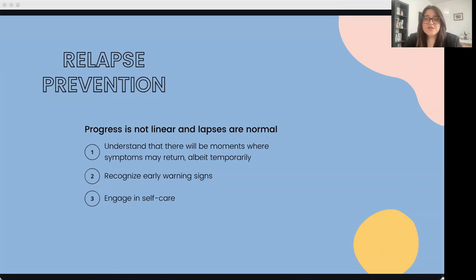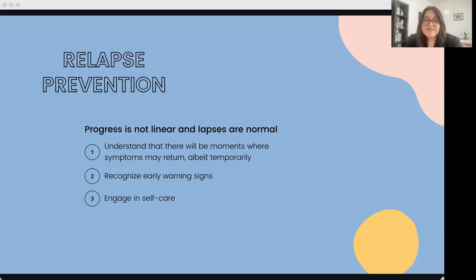So the first step is really just to have clients understand and recognize that there are moments where they are likely to experience increased anxiety again, but that it doesn't necessarily mean that all progress has been lost or that the client is not coping well. It's also important to differentiate between a lapse and a relapse. A lapse is a short-term, temporary increase in symptoms, whereas a relapse indicates a more lengthy return to how a client was functioning prior to treatment.